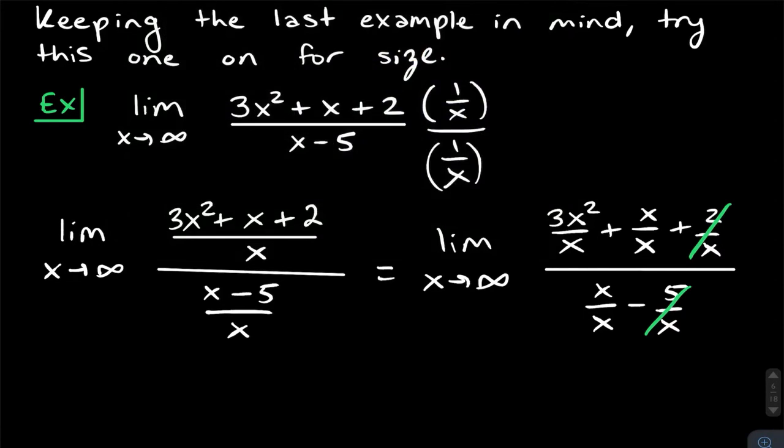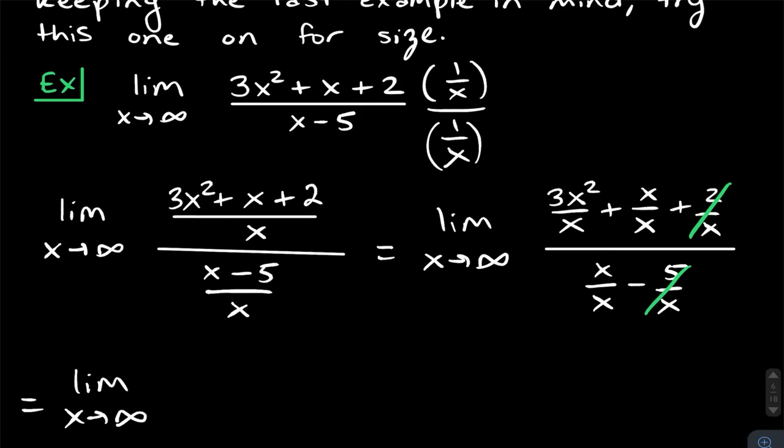The other stuff, we could just simplify. X over x is 1, and this is 1 as well. And so this is equal to the limit as x approaches infinity of 3x plus 1 over 1, which you could just write as 3x plus 1. Hopefully I didn't go too fast there. I got the 3x from this part, and then the 1 comes from here. Now it's really easy to see what happens as x approaches infinity. This thing will just get bigger and bigger, and it goes off to infinity.